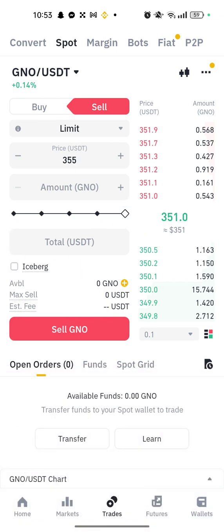This is a short 5-minute video to show you how to trade on Binance.